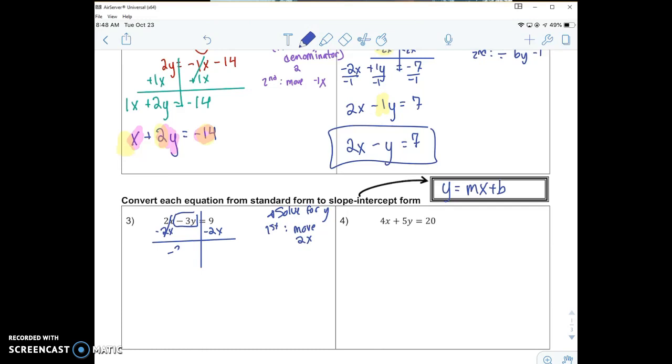On the left side, I'm left with -3y is equal to 9 and -2x are not like terms, and I want the part with x first. So I'm going to have -2x. 9 is positive, so plus 9. We still need to get the y by itself, so our second step is we are going to divide everything by -3 in order to get the y by itself.